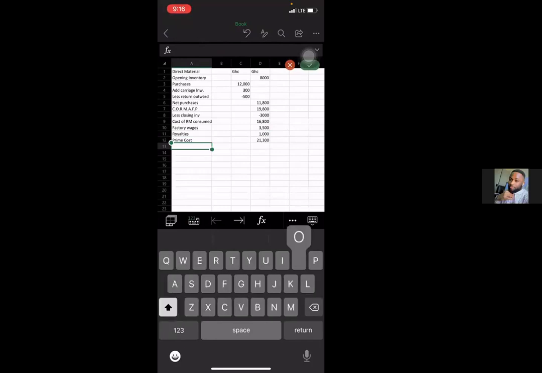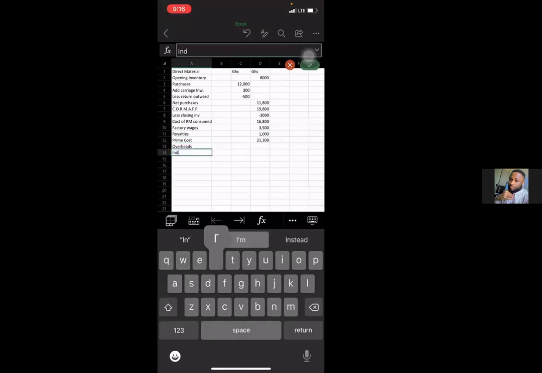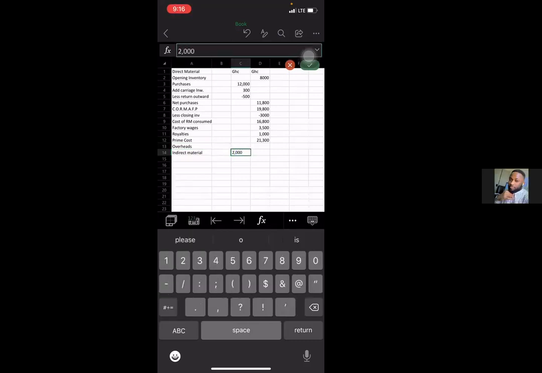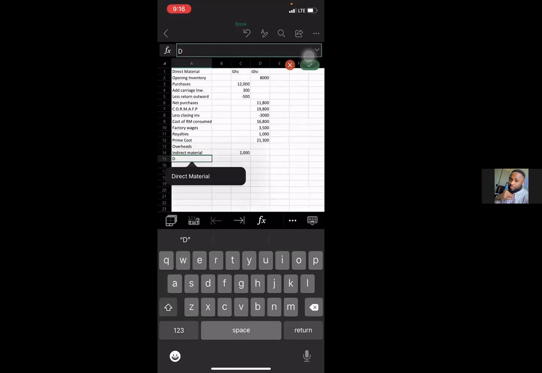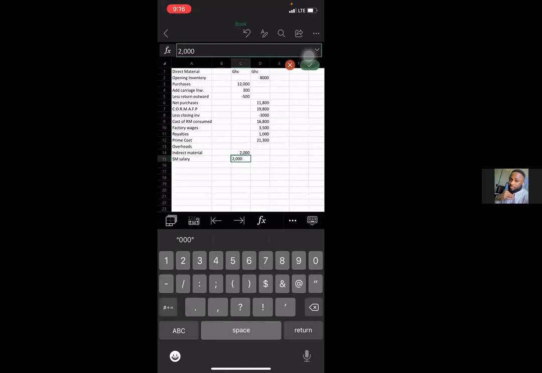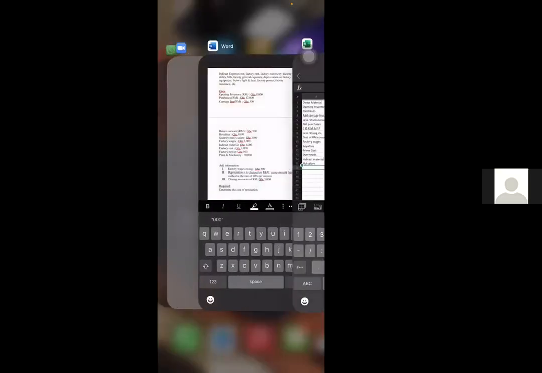Okay, thank you. And then we add overhead. Under overhead, we have indirect material. What's the cost, please? 2,000. And we have indirect labor, or indirect salary. What's the amount, please? 2,000. Okay.